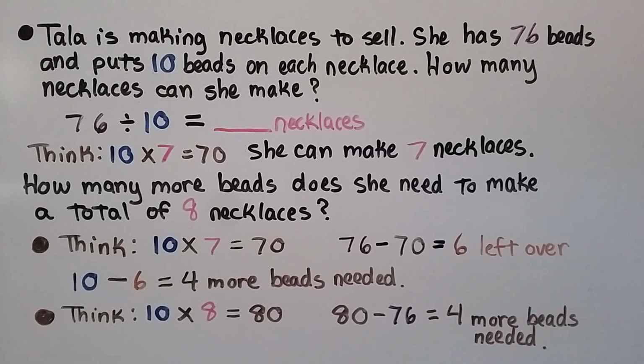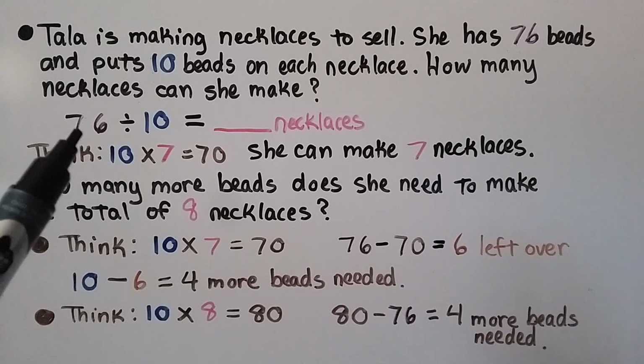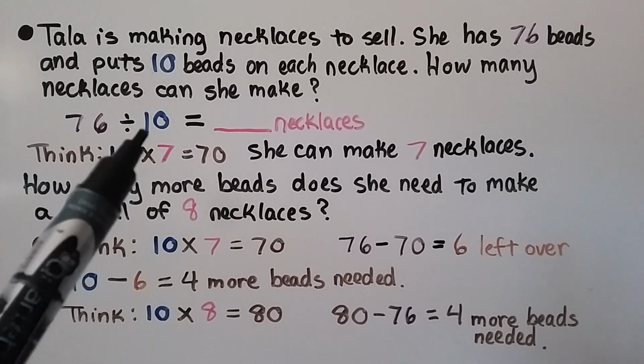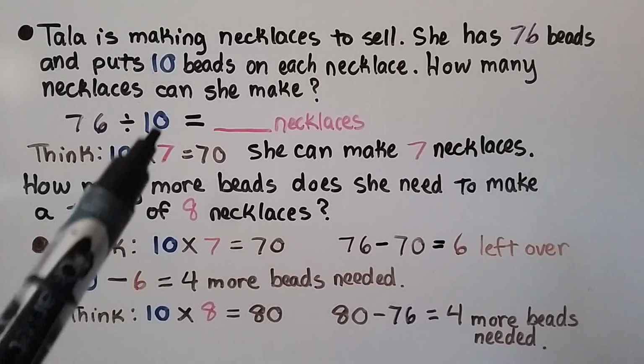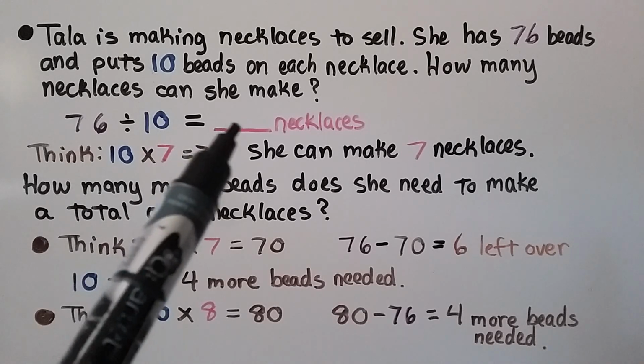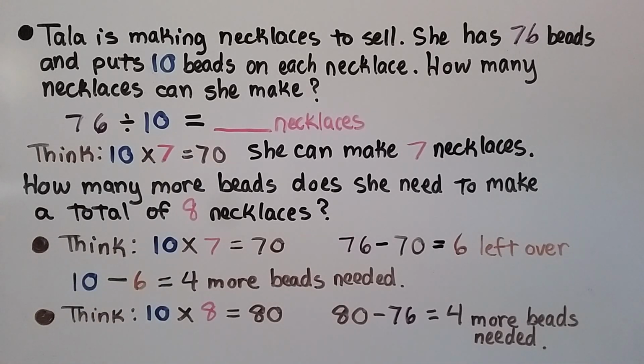Tala is making necklaces to sell. She has 76 beads and puts 10 beads on each necklace. How many necklaces can she make? So she has 76 beads, and we need to divide it into groups of 10 so she could put 10 beads on each necklace. Then we need to find how many necklaces she can make.